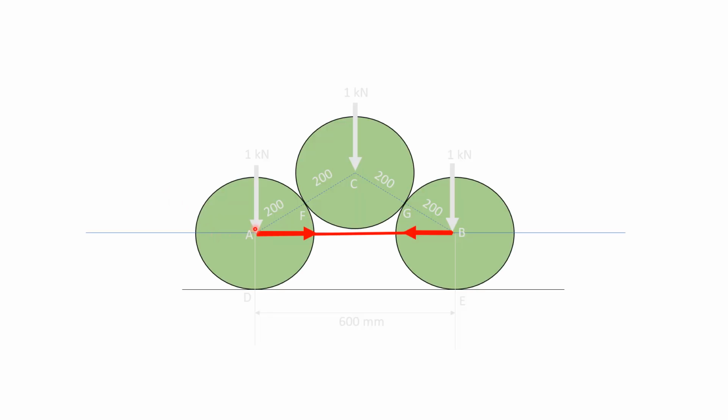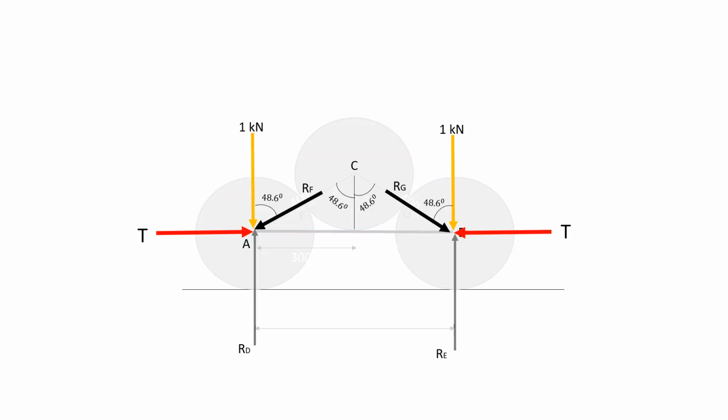Now consider this sphere. The tension in the string will be pulling like this. Here this angle is 48.6, and this is the self-weight, this is the tension in the string, and this is the reaction from the ground. The same holds here, because the geometry is symmetrical, so RG and RF will be equal, and RE and RD will be equal. We can calculate for this one or this one. Now calculating for this one.